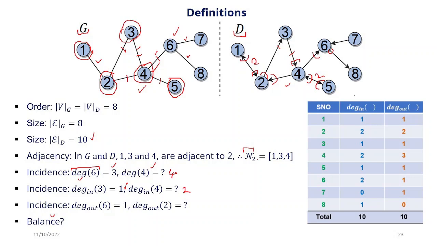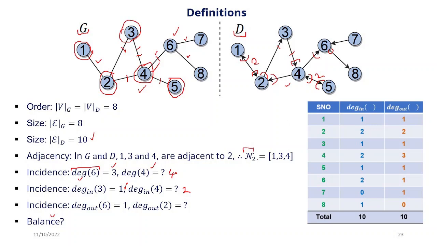So the out degree of 1 is 1, the out degree of 2 is 2, the out degree of 3 is 1, the out degree of 4 is 3, the out degree of 5 is 1 again, the out degree of 6 is 1 again, the out degree of 7 is 1, and the out degree of 8 is 0. So when we add them together, we have 10 here, we have 10 now.